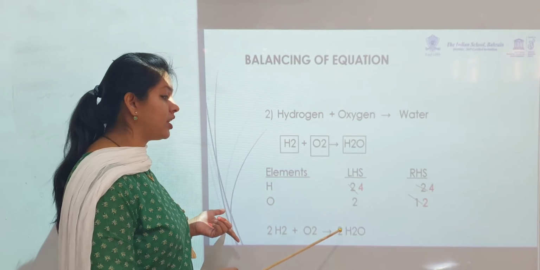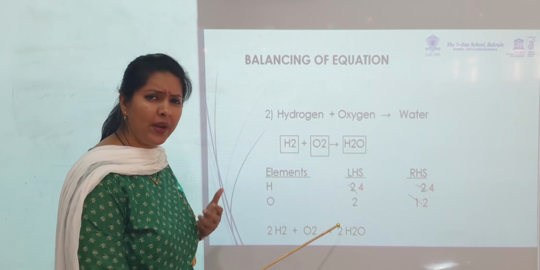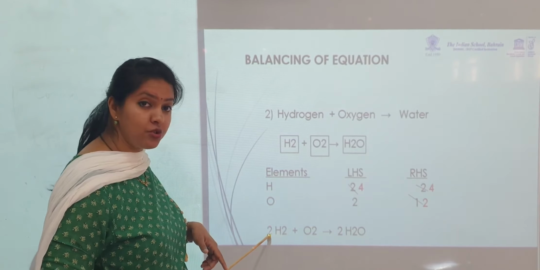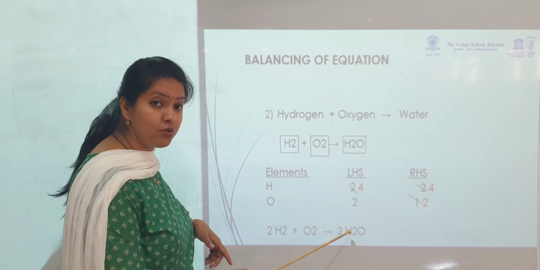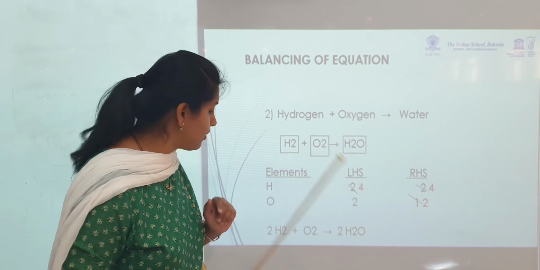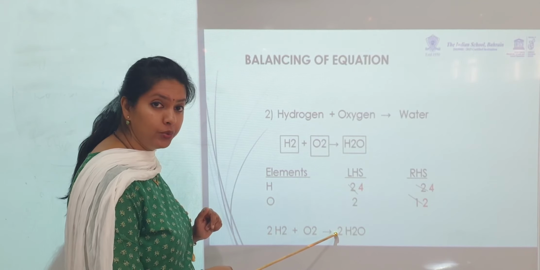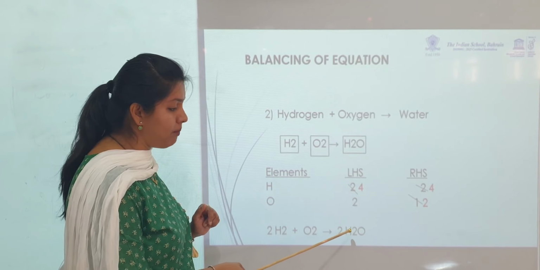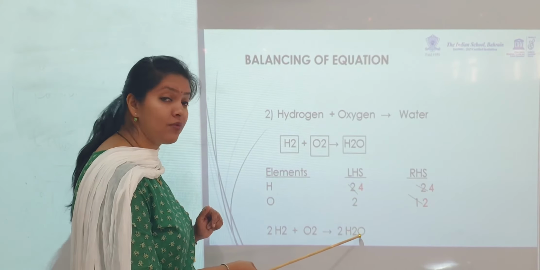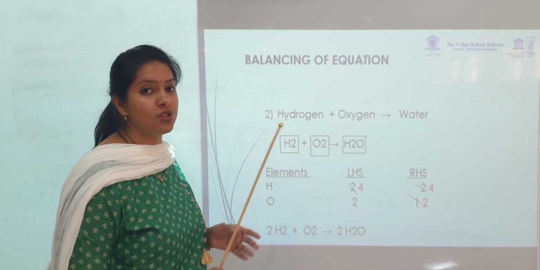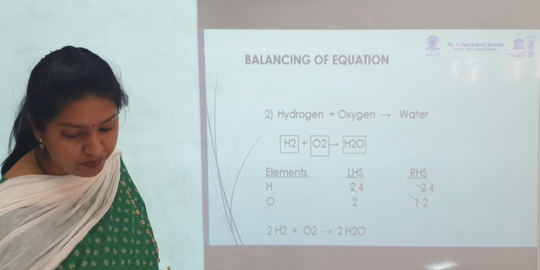2H2 plus O2 gives you 2 water. Let us quickly check around. Hydrogen, 2 2s are 4. Hydrogen, 2 2s are 4. Done. Left hand side equal to right hand side. Oxygen O2, oxygen 2. Okay, because this 2 is common, it belongs to hydrogen as well as oxygen. So that means this is also a balanced equation.